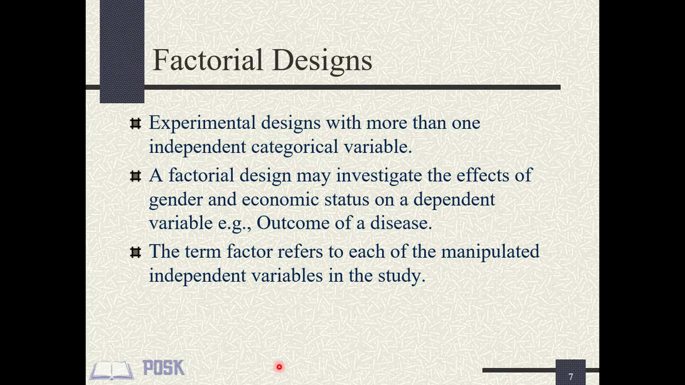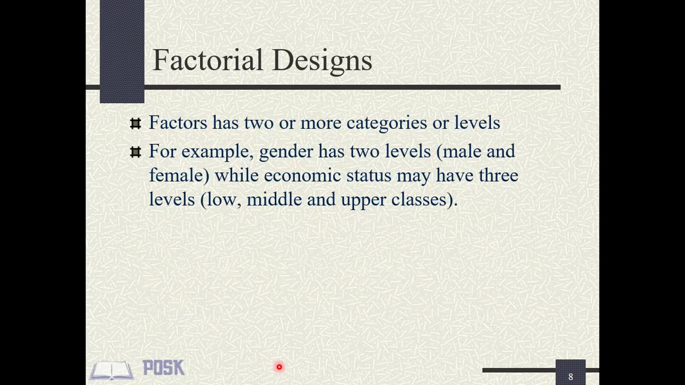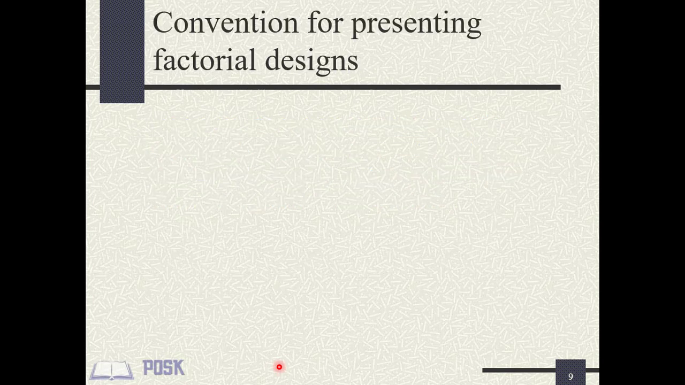Factors are the categorical independent variables that the researcher introduced into the experiment to study their effects on the dependent variable. Gender and economic status are the factors in the example given on this slide. What is a factor? Factors are categorical. A factor has 2 or more categories. For example, gender has 2 categories, which can be male or female. And social status may have 3 categories, which can be upper, middle, or lower class.